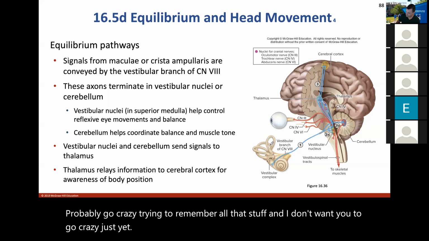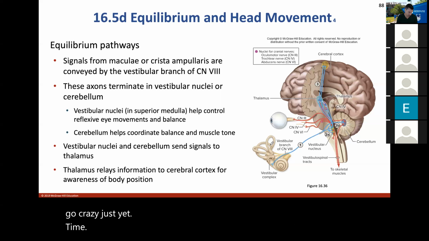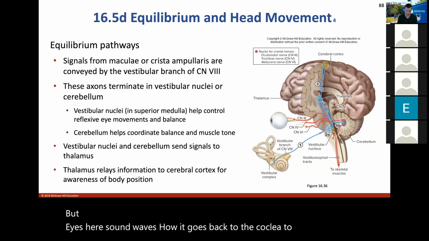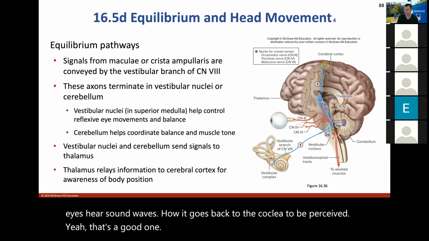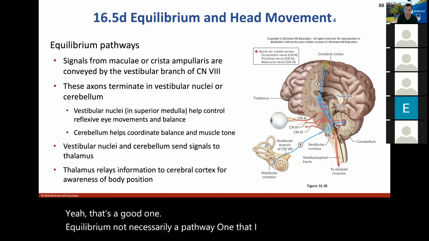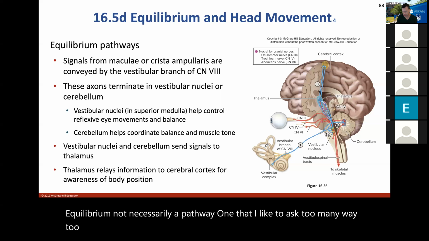Okay. But eyes, yeah. Sound waves, how it goes back to the cochlea to be perceived. Yeah, that's a good one. Okay. Equilibrium, not necessarily a pathway one that I like to ask. Way too many moving parts, way too many regions of the body.